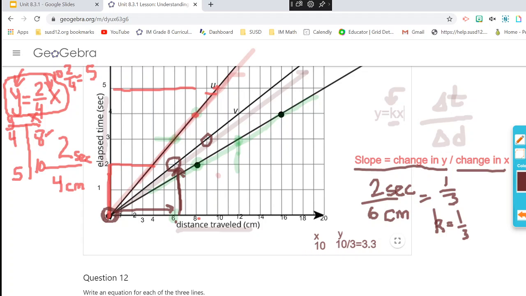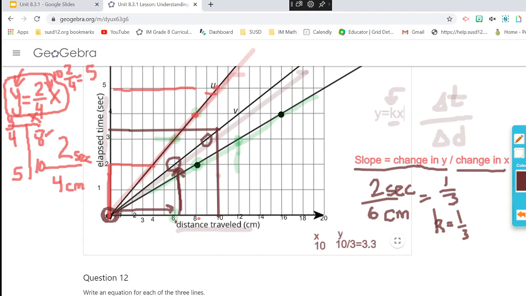Let's take a look at the graph. When x equals 10 centimeters, the y, which is seconds, does that equal about 3.333? Yes, it does. Let me use my line tool to help you see it. X equals 10 centimeters, and the y, which is time, is going to equal about 3.33, about 3 1/3. So that makes sense.